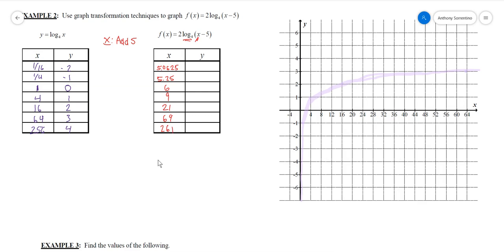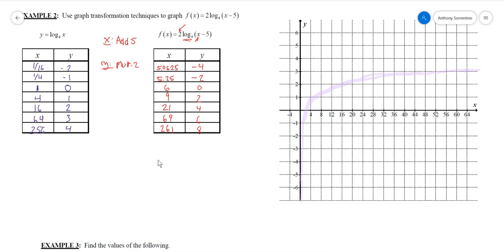And as far as the y's go, the 2 is on the outside of that parenthesis, so all of them get multiplied by 2. I did exactly what it says. So this would be -4, -2, 0, 2, 4, 6, and 8.